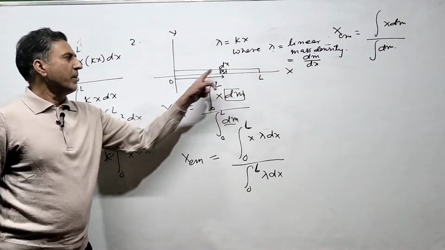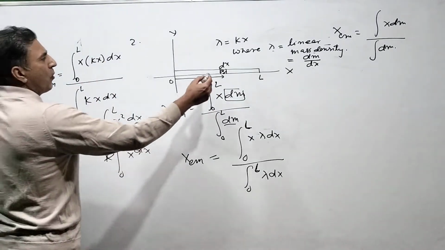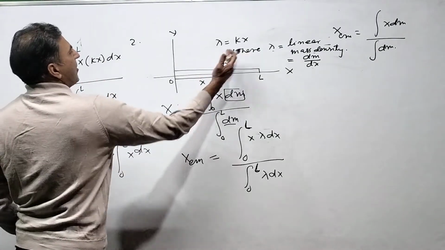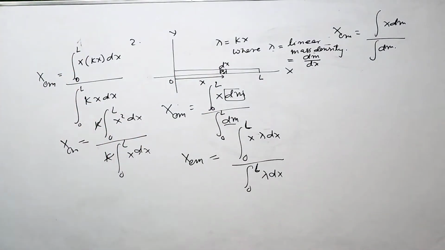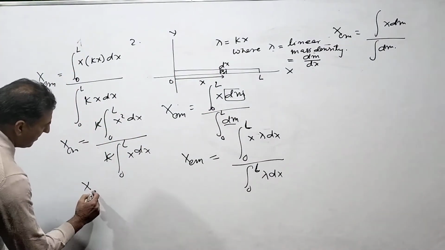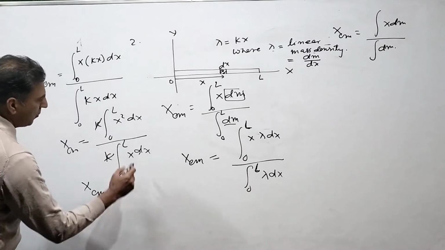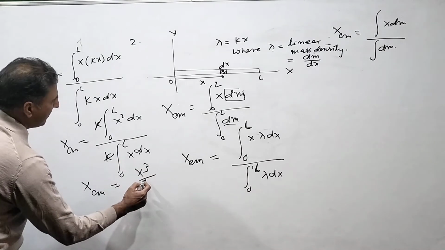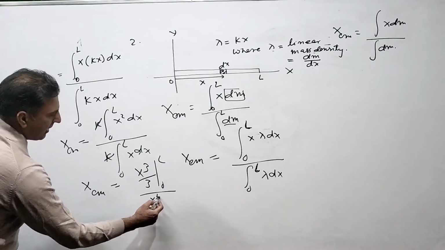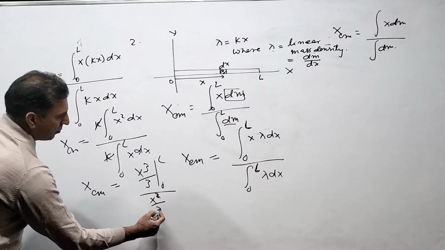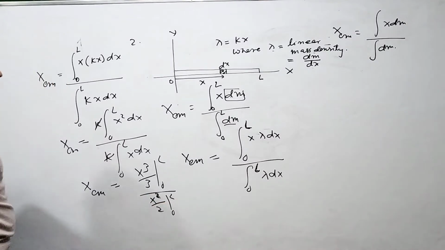center of mass of this rod. वैसे सेंटर पर तो होगा नहीं, it will be shifted away from the center on the right side because right side का मास ज्यादा होगा. Okay, now xcm is equal to, ऊपर इंटीग्रेशन हो गया x cube by 3 0 to L, और नीचे इंटीग्रेशन होगा x square by 2 0 to L.